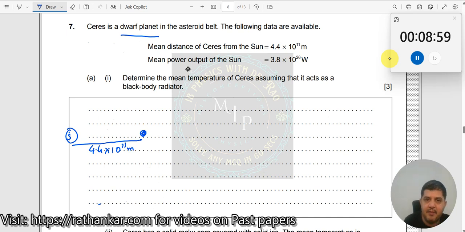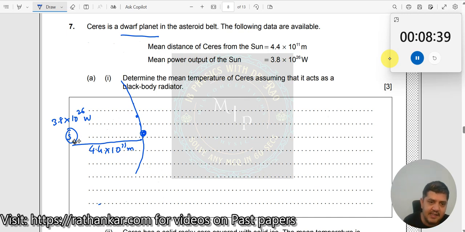And the mean output power of the sun is 3.8 into 10 to the power of 26 watts. What does it tell you? It tells me that if any other planet is now moving in this orbit, they will all get the same intensity.